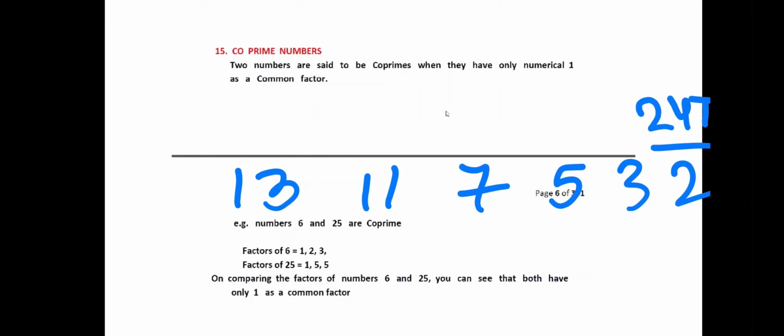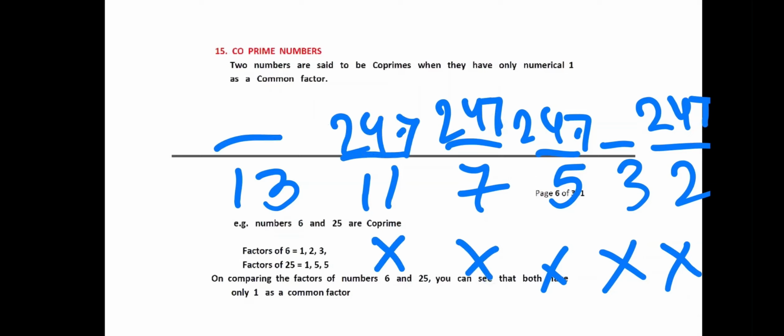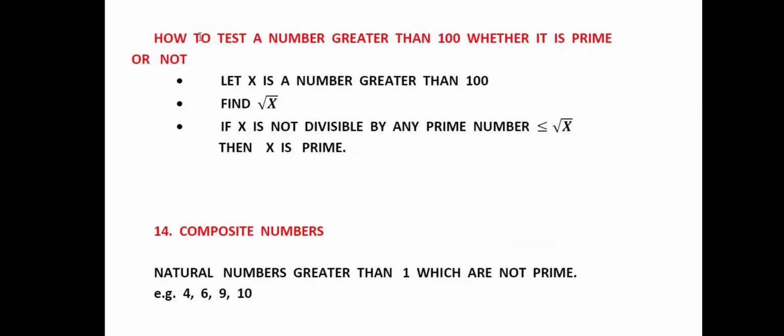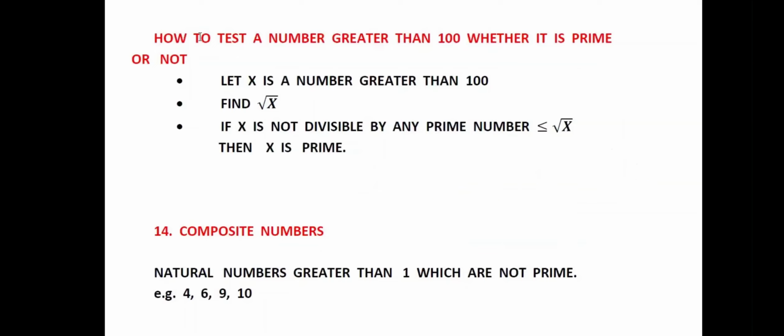Is 247 divisible by 2? No. By 3, is it divisible? No, 1 is remaining. By 5, definitely not. By 7, is it divisible? No. By 11, no. Now by 13, yes, it is divisible. 19 into 13. Therefore, it is not a prime number because 247 is divisible by 1, 247 and 13. This application is very useful. Now this is the topic: how to test whether a number greater than 100 is prime or not.